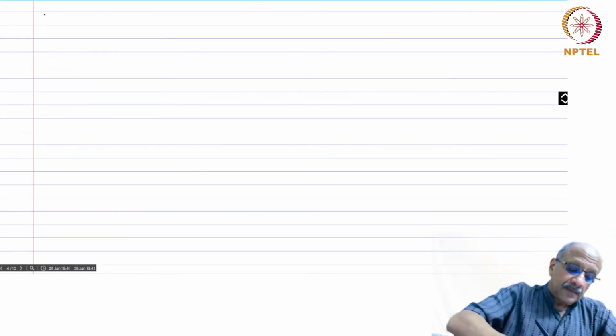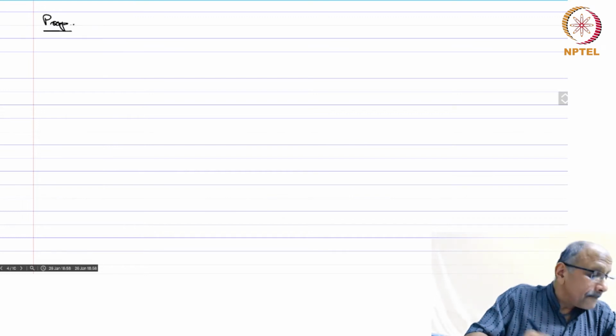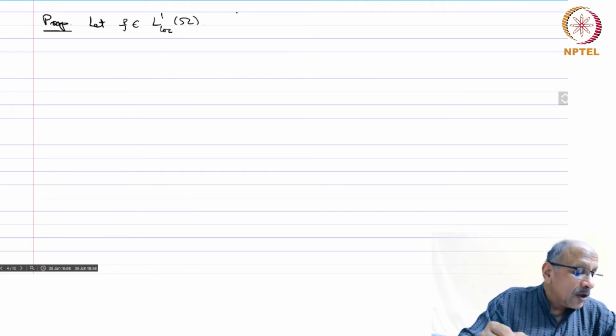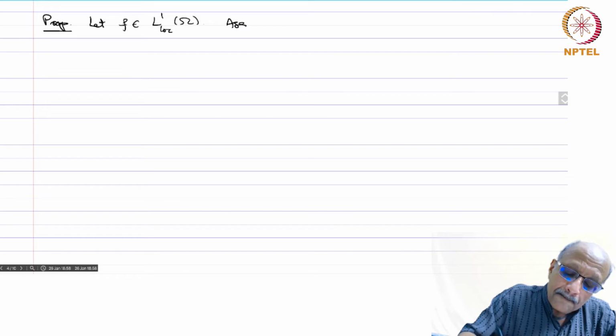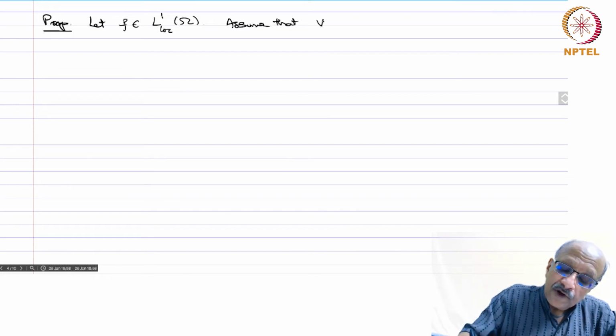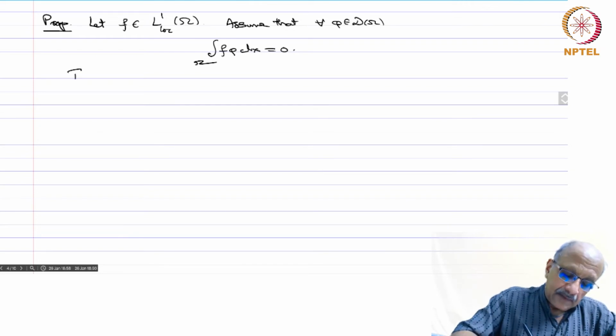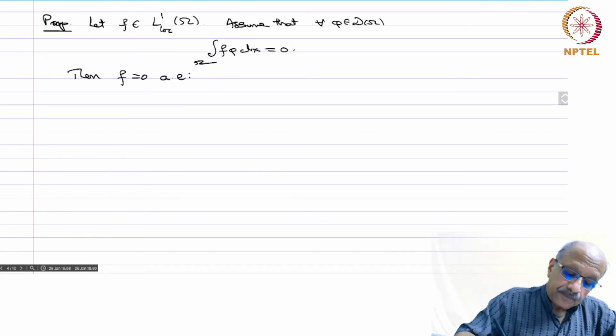So now we are going to state a proposition. Let f belong to L^1_loc(Ω). So Ω is an open set in R^n and f is a locally integrable function, and assume that for every φ in D(Ω) we have the integral of fφ equal to 0. Then f equals 0 almost everywhere. Okay, so proof, we'll do it in two steps.